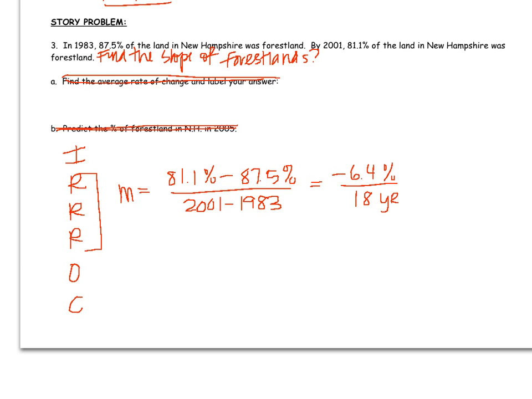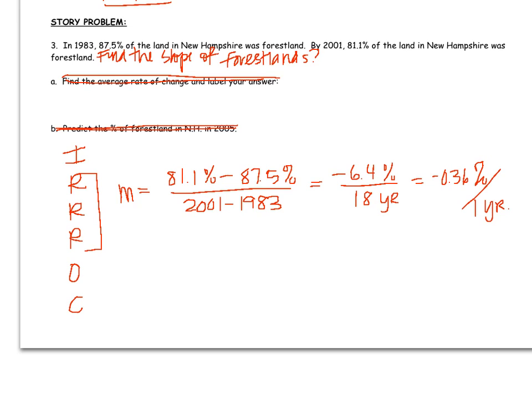And we need to make sure that this makes sense in our problem. And so I'm going to go one step further and say negative 0.36% for 1 year. Okay? Now, you could leave it wherever you need, but in your introduction, you need to state something that makes sense. So let's take a look.